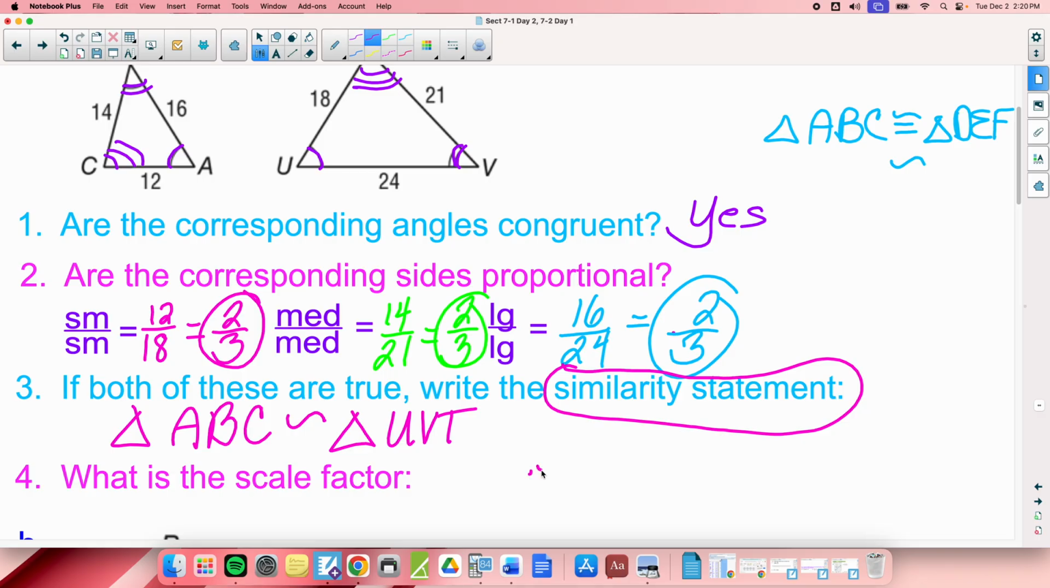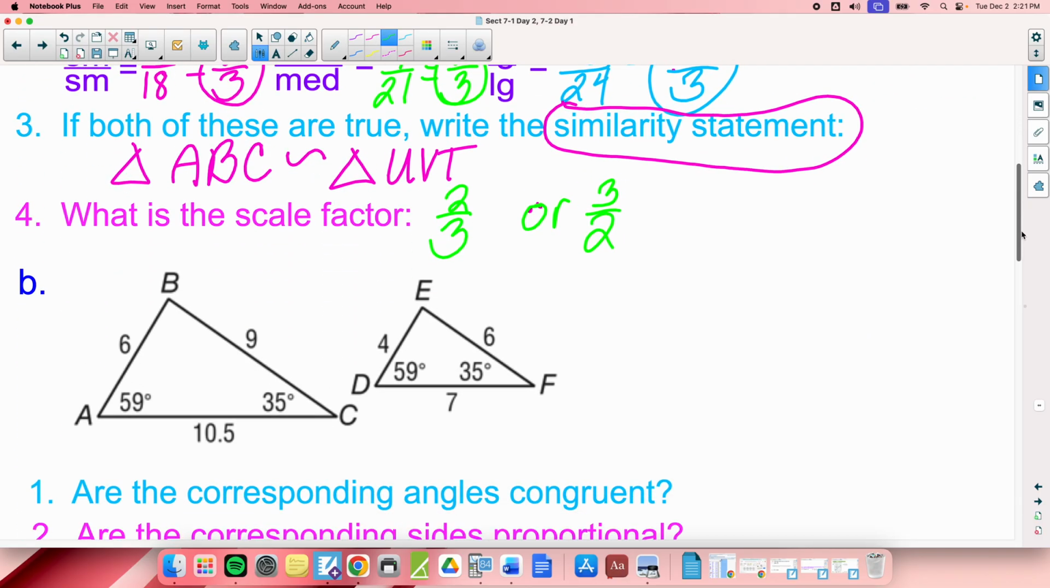Now, the last question it asks us here says, what is our scale factor? Our scale factor is 2 over 3. That's all you put here. Now, if somebody else did this triangle over that triangle instead, they would have gotten 3 over 2, and that would have been fine too. So the reciprocal of that always works also.